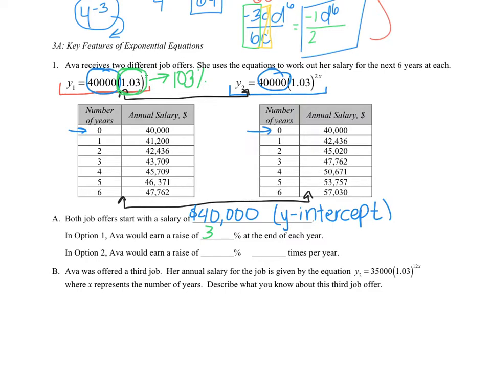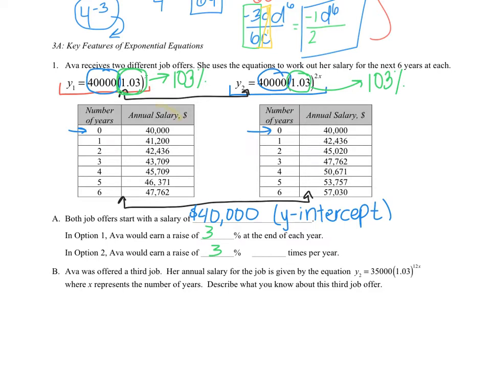Now it gets tricky because of option 2. If I convert that to a percent, it's still 103, which is 3%. So it looks the same, but if I look at these tables, those are not the same value, right? At year 1, in job 1, she's making the 41,200. But at job 2, she's making more than that. So what is going on?